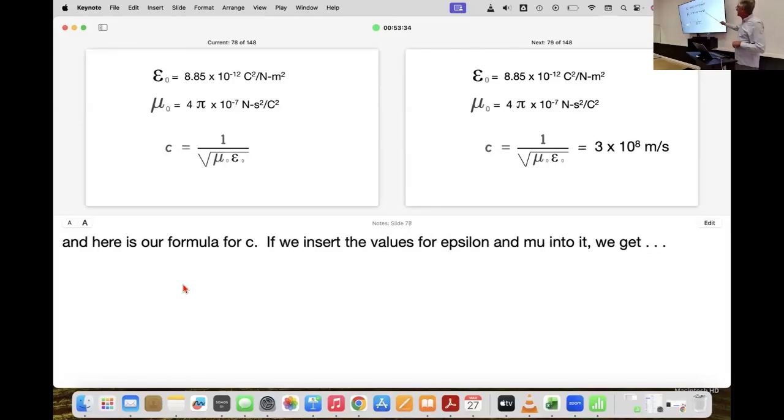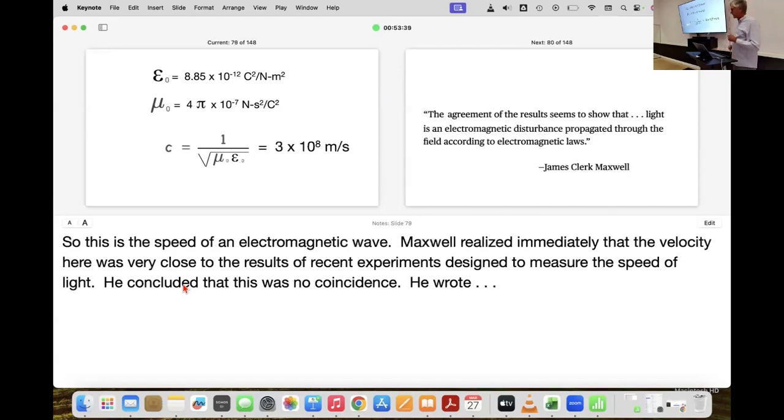Well, when you plug in these numbers and do this, you get 3 times 10 to the 8th meters per second. And Maxwell recognizes that now. Remember, they had been honing in on the velocity of light experimentally, just empirically. And he says to himself, wow, that looks like the speed of light.